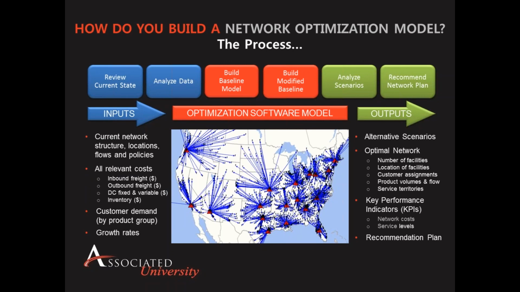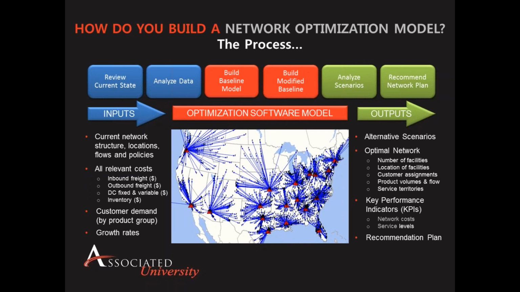Make sure that the model accurately replicates what's happened in your supply chain in the past, because you don't want to make decisions or use that model to test alternatives if the model is not accurately representing your current state flows. That's the historical baseline model.